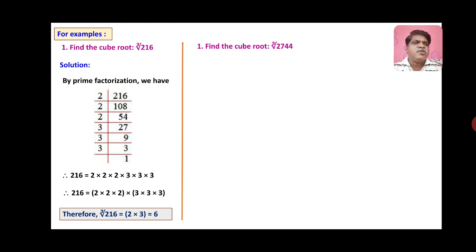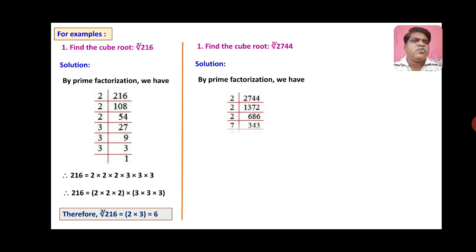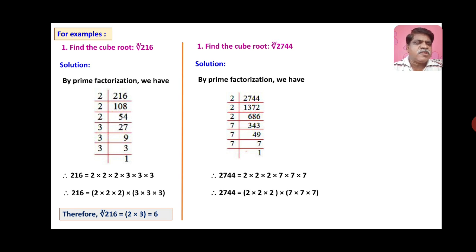Find the cube root of 2744. Therefore, by prime factorization, we have that 2744 has 2, 2, 2, 7, 7, 7 as the factors. Therefore, in horizontal way, we can write 2744 is equal to 2 into 2 into 2, 7 into 7 into 7. Therefore, the cube root of 2744 is equal to 2 into 7, which is 14.